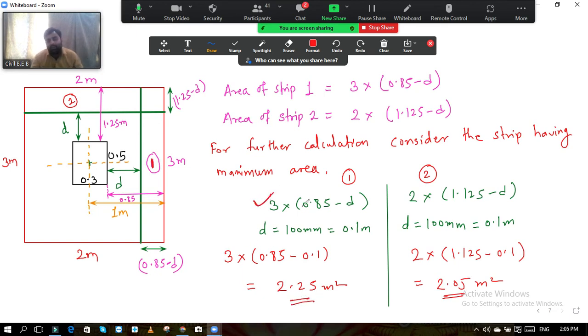This area is greater. In this way you have to see which strip is having more area. I hope now this point is clear to you.